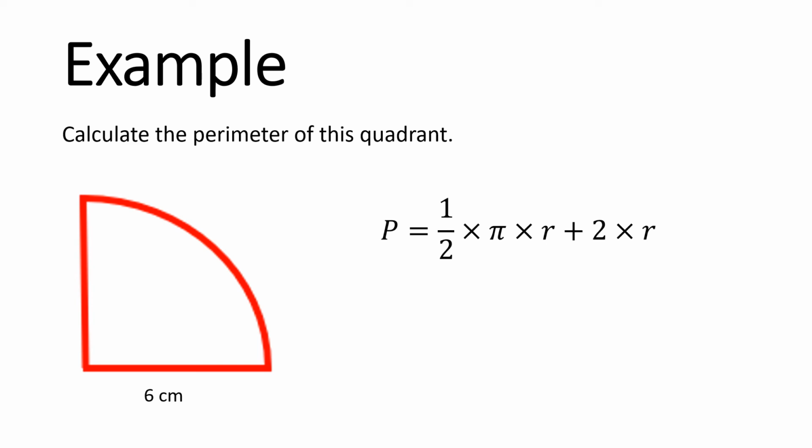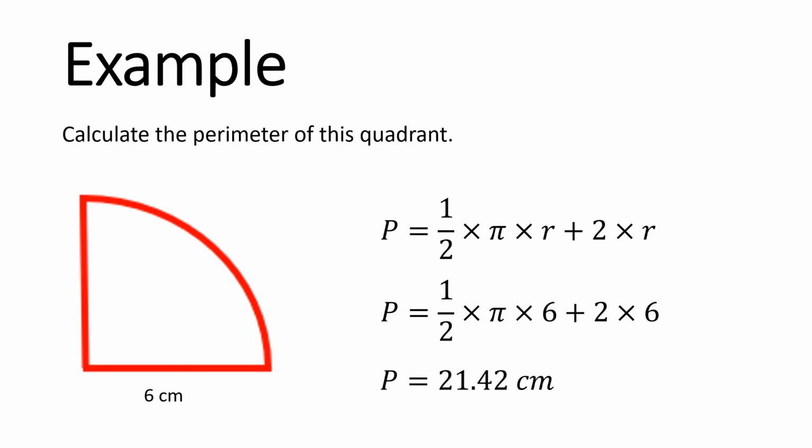So we have a look at our formula and we have perimeter equals a half times pi times r plus 2 times r. We know the radius is 6, so we substitute 6 in for r, and we have perimeter equals half times pi times 6 plus 2 times 6. And if you type that into your calculator, you will get the perimeter equals 21.42.